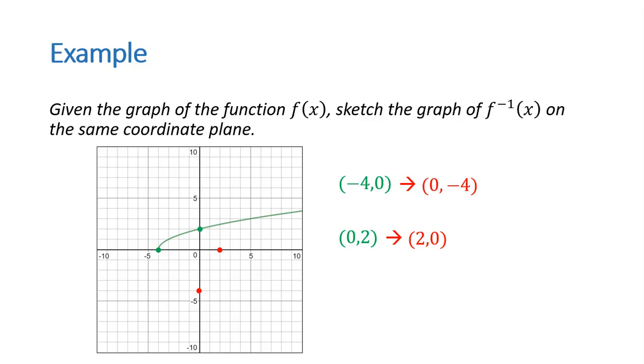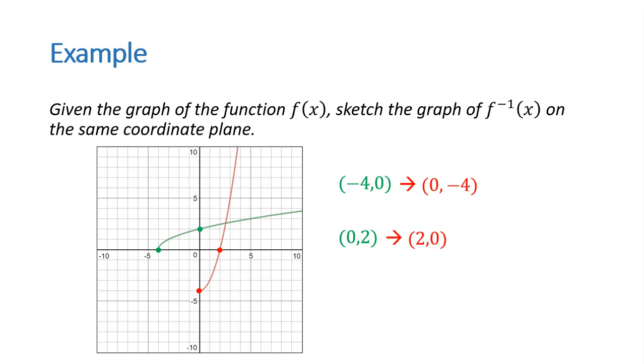This is a square root graph, so when I'm graphing the inverse, I'm also graphing something that looks like a square root, just passing through these particular points. So I connect my dots, staying consistent with the shape of the original graph, and this is the graph of our inverse.